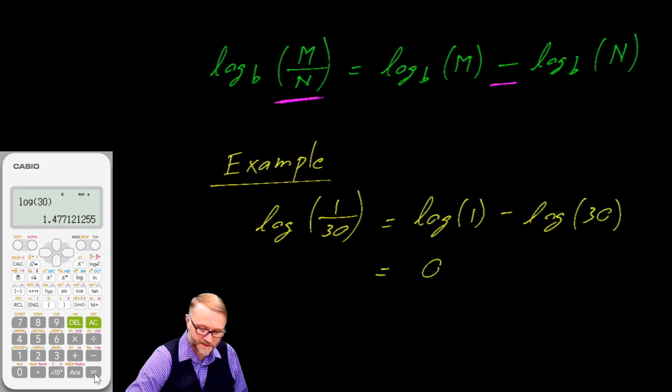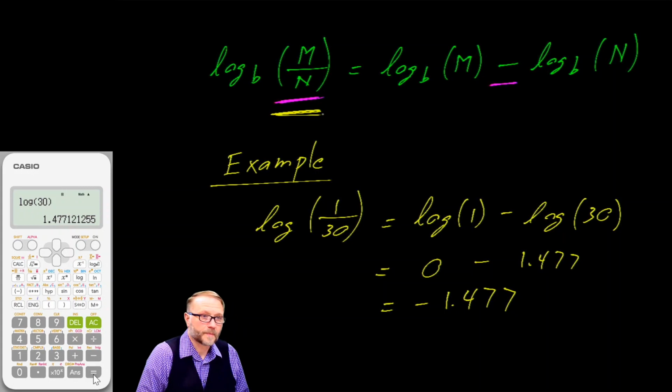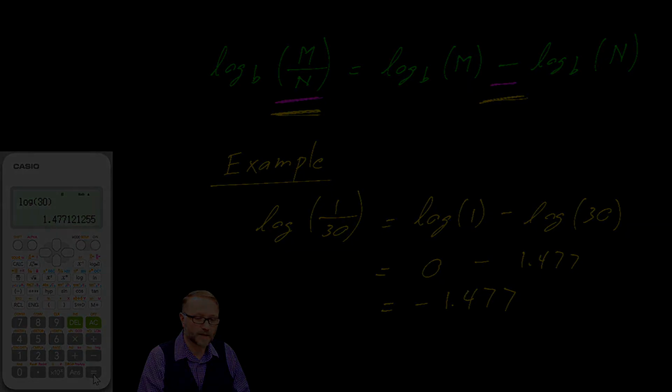The log of 1 is 0. You can prove that to yourself over here if you calculate if you like. So the log of 1, there we go, is equal to 0 minus the log of 30. So that's 1.477. So when we're done, that's negative 1.477. Again, a division has become a subtraction. Do make sure those log properties are on your note card. We will certainly come back to them in a moment.